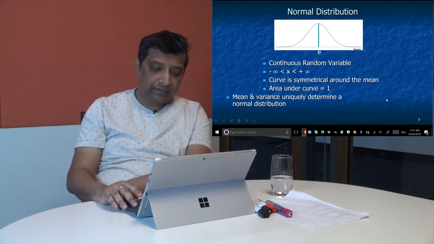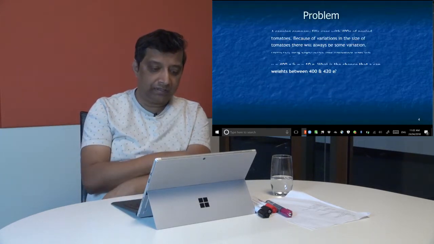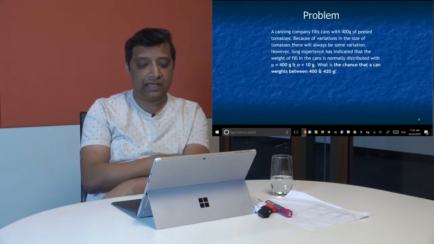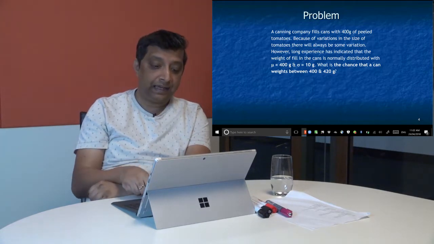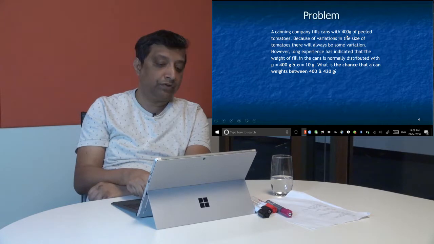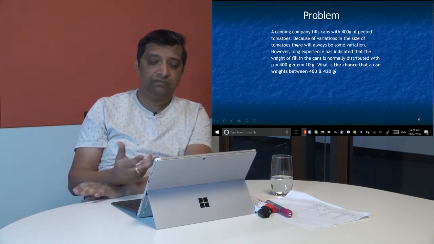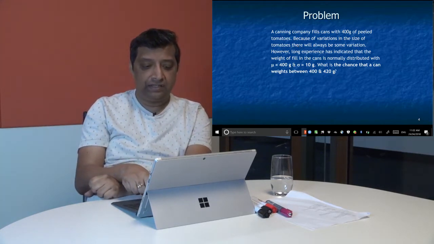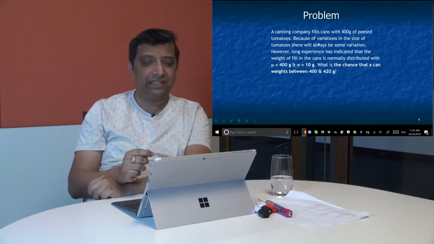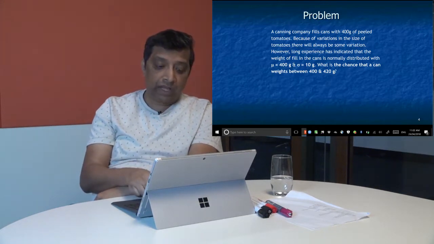So let's look at some more examples of normal distribution. A problem here is of a canning company, okay? And the canning company in this case basically fills up tomato cans, and the tomato cans are sold with a labeled weight of 400 grams. So this is peeled tomatoes. However, if you just pick up randomly a can from the supermarket, it may not weigh exactly 400, because there are variations in the size of the tomatoes, and there is always a little bit of variation you'd expect from what they advertise as 400 grams.